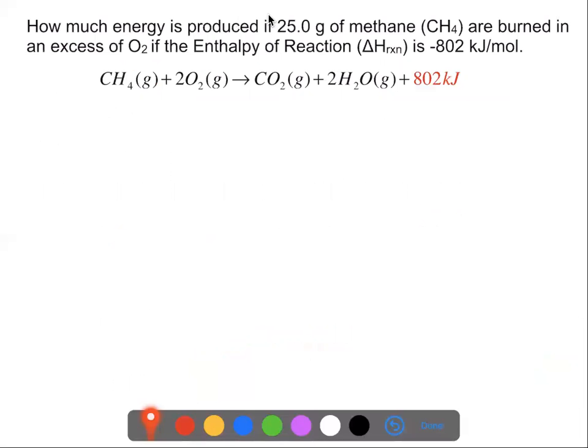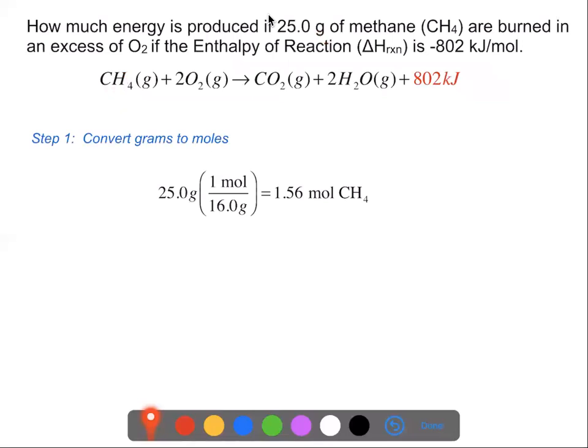So we could go through a couple examples of some calculations. So here's our first example. Say how much energy is produced if 25 grams of methane are burned in excess O2. So again, this is the amount of energy produced if 1 mole of methane were reacted. So now we have 25 grams. So our first step is going to be to convert grams into moles by dividing by the molar mass. So now we know how many moles of methane we have.